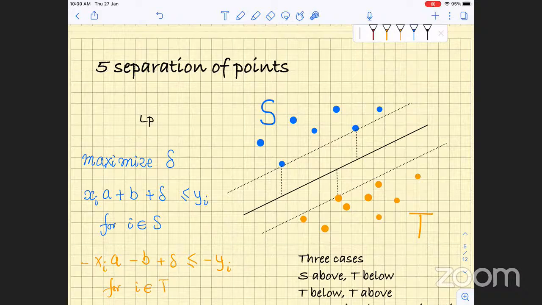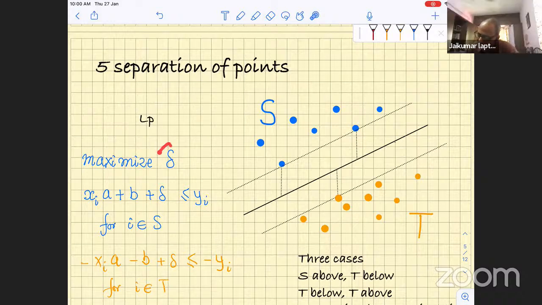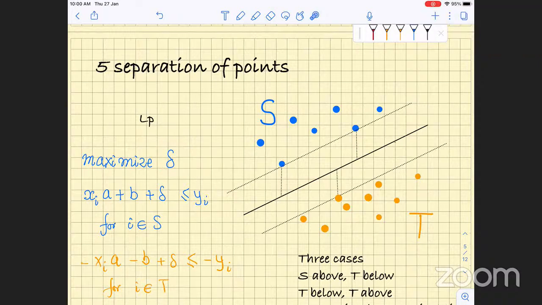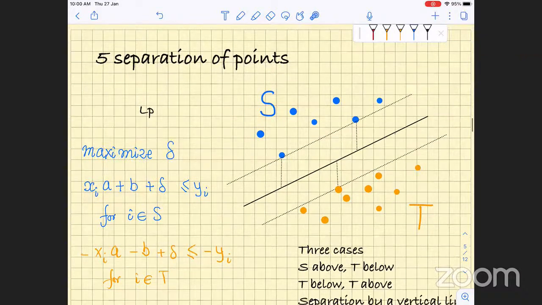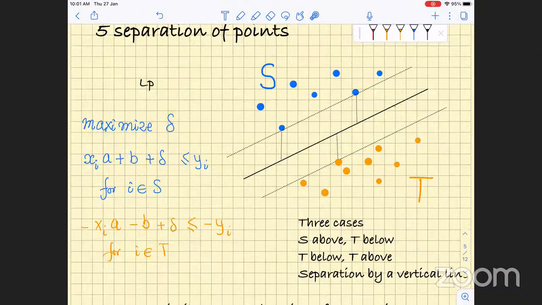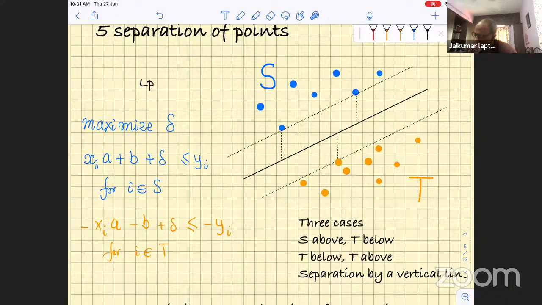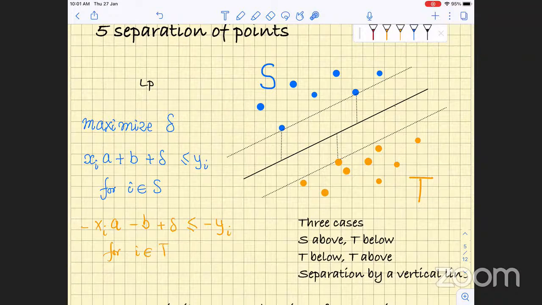How are you ensuring that there exists a line which will separate those? There may not be. If this delta turns out to be positive, then we know that there is a line where the blue points are above the line and the orange points are below the line. If that doesn't happen, we try the other LP, to see if there is a line where the other kind of classification is possible, or we look for a vertical line. And if none of them is possible, we say these points cannot be separated by lines. That's all.